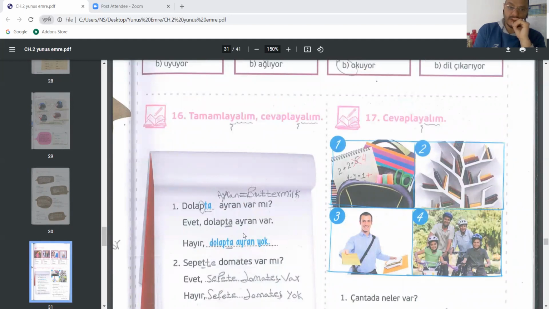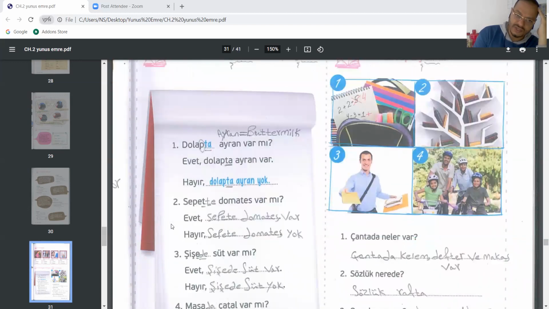Tamamlayalım, cevaplayalım. Dolapta, not dolaptа, because this T belongs to fıstık çeşit. Dolapta ayran var mı? At the fridge. Evet, dolapta ayran var. Ayran, that means we can say buttermilk, not actually milk. Wondering about if inside the fridge there is buttermilk. Evet, dolapta ayran var. Hayır, dolapta ayran yok.